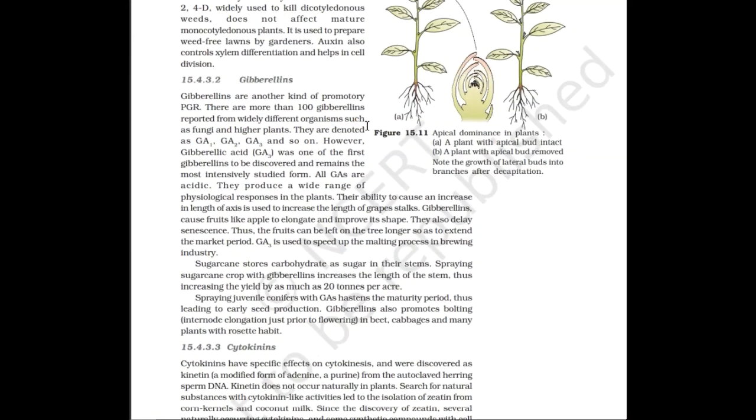Gibberellins. Gibberellins are another kind of promotory plant growth regulator. There are more than 100 gibberellins reported from widely different organisms such as fungi and higher plants. They are denoted as GA1, GA2, GA3 and so on. However, gibberellic acid, GA3, was one of the first gibberellins to be discovered and remains the most intensively studied form. All gibberellins are acidic. They produce a wide range of physiological responses in the plant.